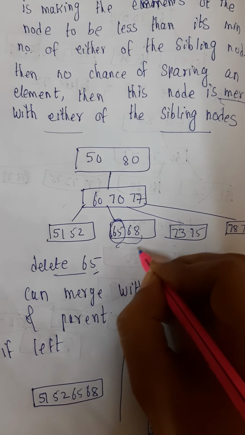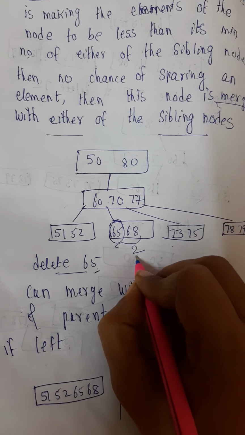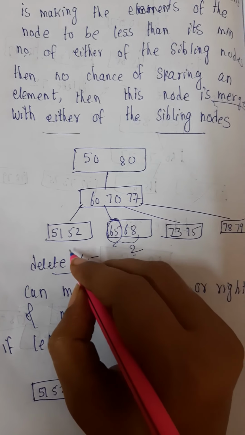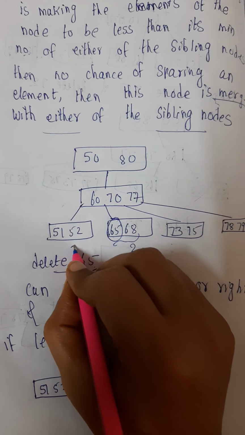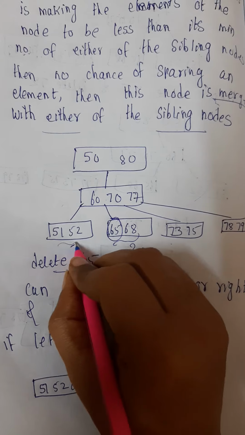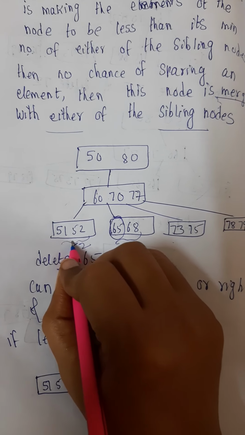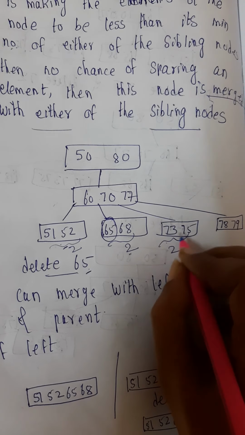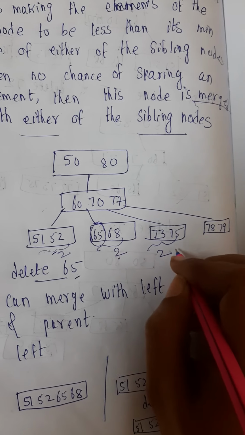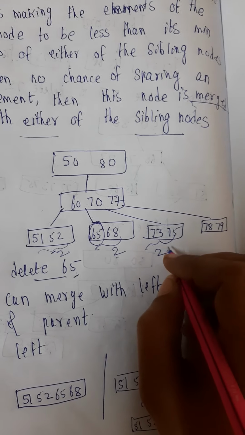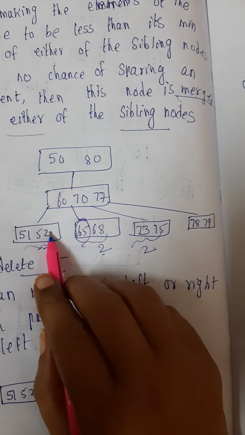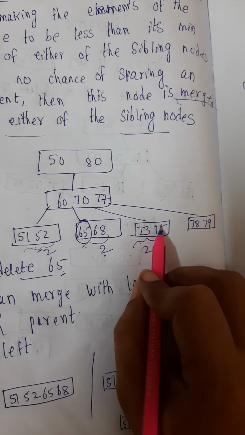So how many keys do we have? 2 keys, the minimum. So we should not just delete it. What we have to do is check with the left sibling whether it can spare a child. But how many does it have? 2. This cannot spare a child. Now check with the right. How many are in the right? 2. It is also only the minimum, so it also cannot spare a child. So left cannot spare a child and right cannot spare a child.